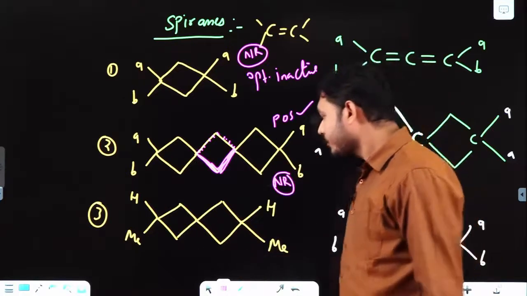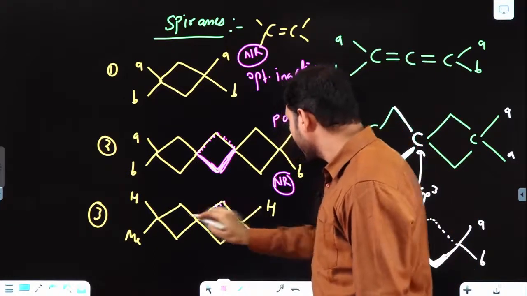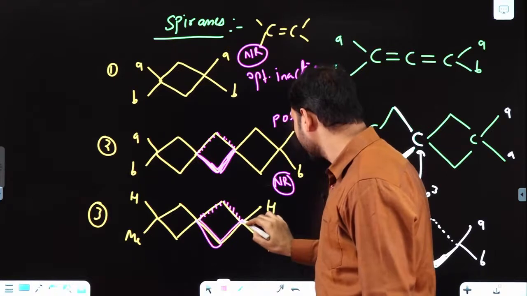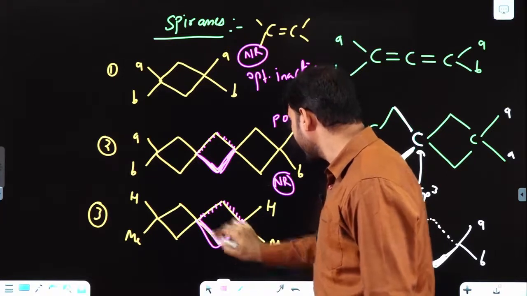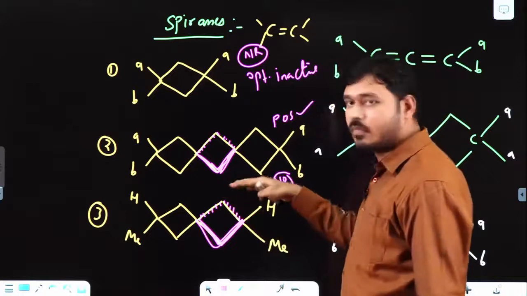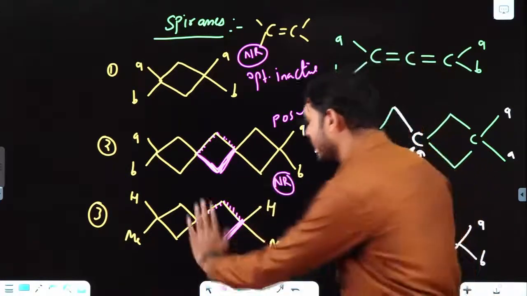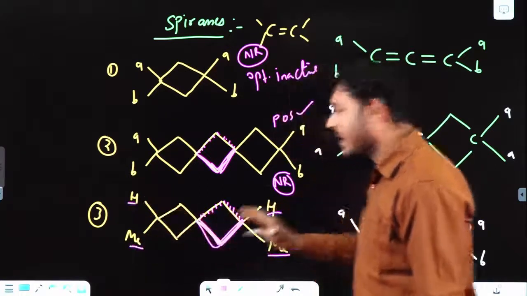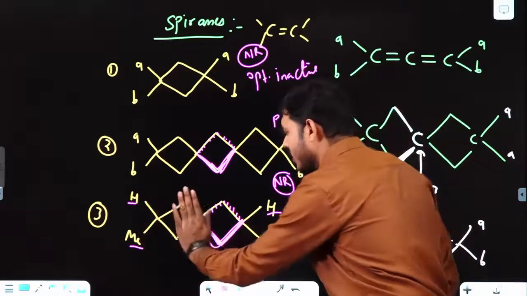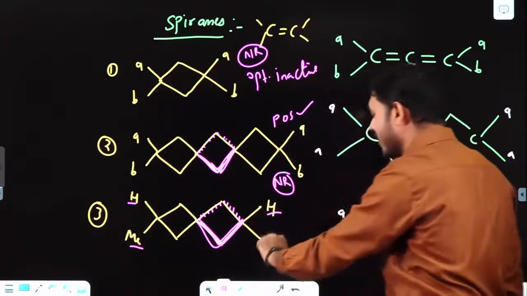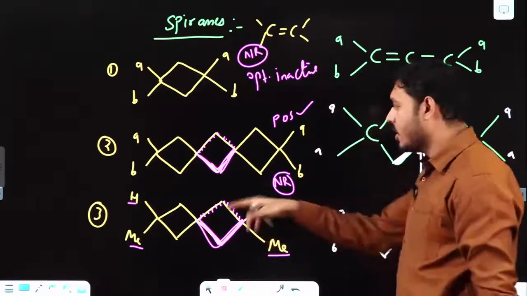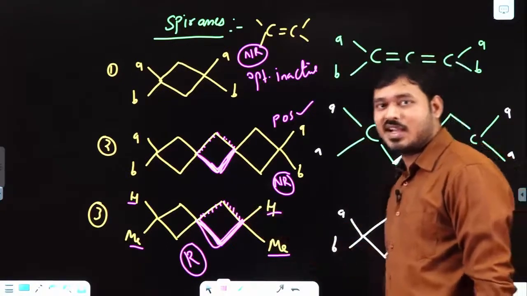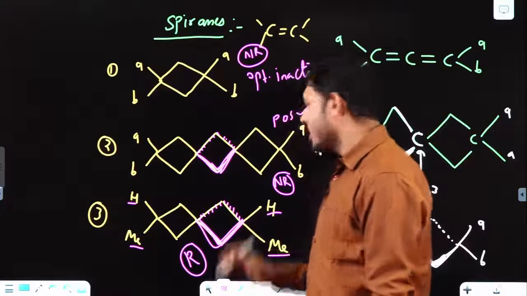Now let's check this one. This ring is planar, then this is perpendicular. This part is towards you and that part is at the backside of you. If this is in this plane, then you cannot cut because these two groups are different, these two are different. If I cut in a plane such that this ring is cut, then H and Me will be cut, but this H and Me will be, one on this side and one on this side, so you cannot cut. So it is resolvable as this is optically active. Clear to you all? Understood? So this is your resolvable compound.